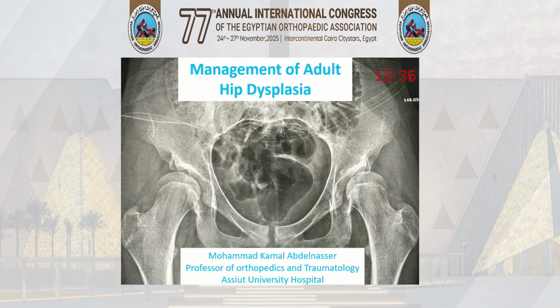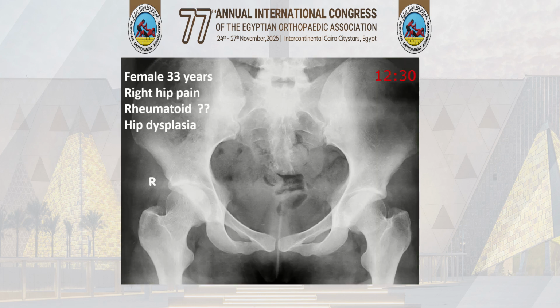Thank you, Dr. Ahmed, for the invitation. Management of adult hip dysplasia. This is a female patient, 33 years old. She has a right hip pain. She has been long treated as being rheumatoid. However, she has a special type of hip dysplasia, and we come back again to this patient.